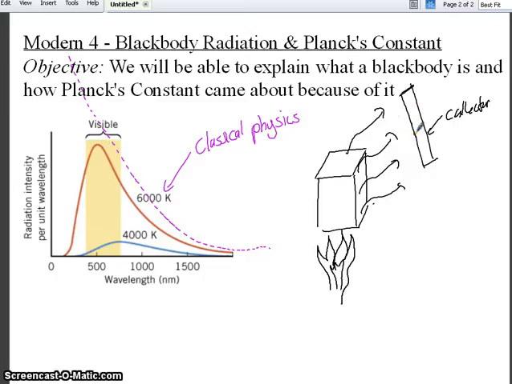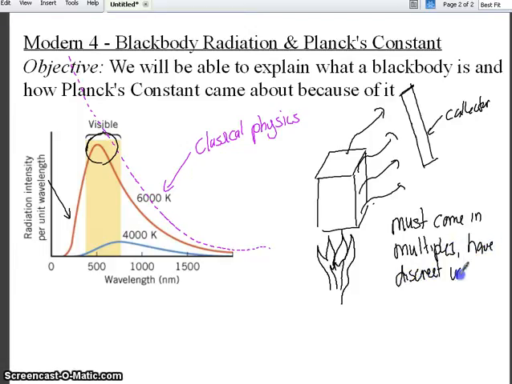So, if I have radiation coming off of here, and most of it is at a peak, that makes sense, and only some of it is very, very high energy. He had this concept that energy must come in multiples. Or energy can only have discrete values. Okay, energy can only have discrete values.